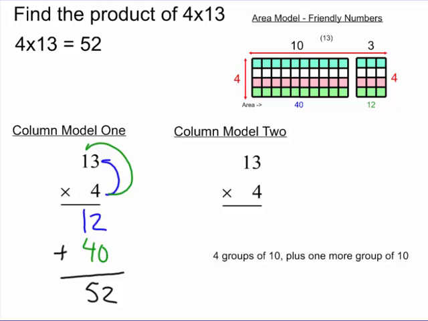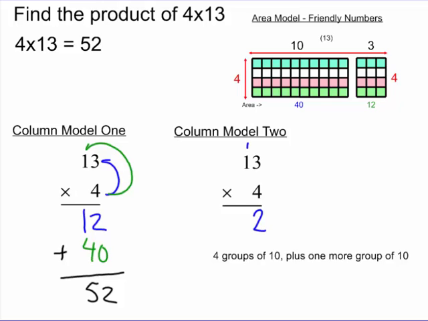Column model number 2 is one of the most popular models out there, but not a lot of people necessarily understand where all the parts come from, and you'll see why shortly. Partly because of the way people say things. 4 times 3 is 12. Now, instead of writing the full 12 underneath like we did in the previous model, we put a placeholder of a 1 over top of the tens column.